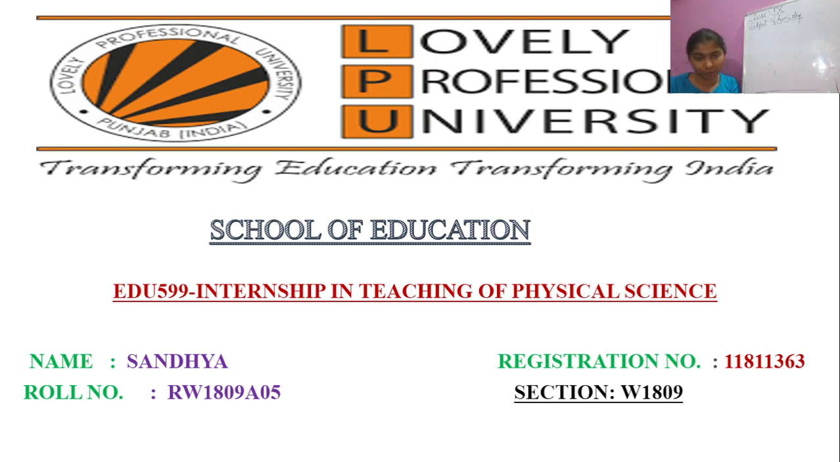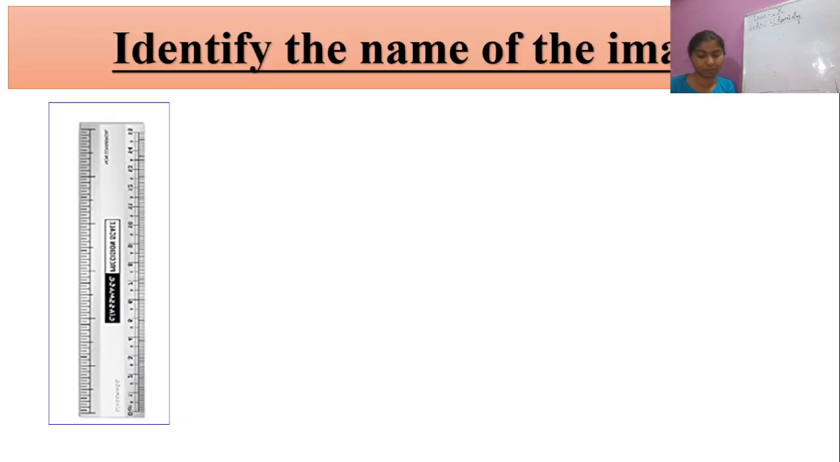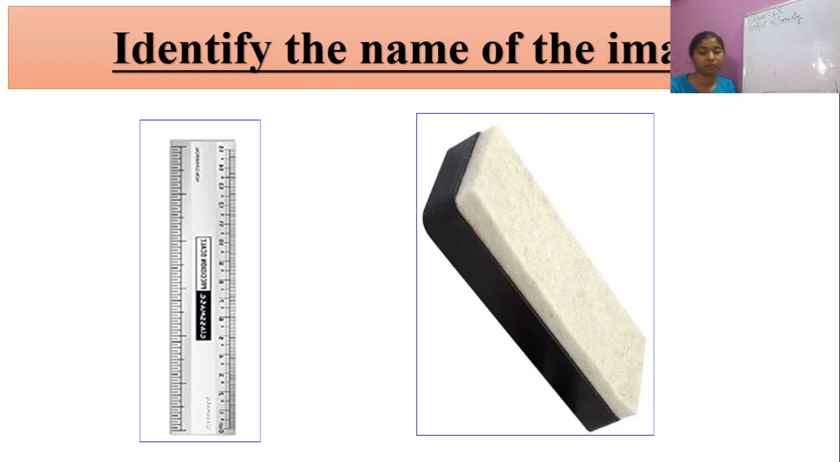So what you have to do, students, is that I'm going to show you some images. You have to tell me the name of those objects, okay? Firstly, let's see. You have to identify the name. First, this is a scale, right? And second, I'm going to show you one more, which is in front of your screen. What is that? Yes, it is a duster. Very good.